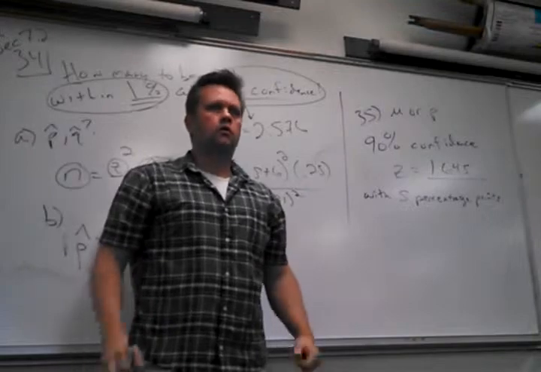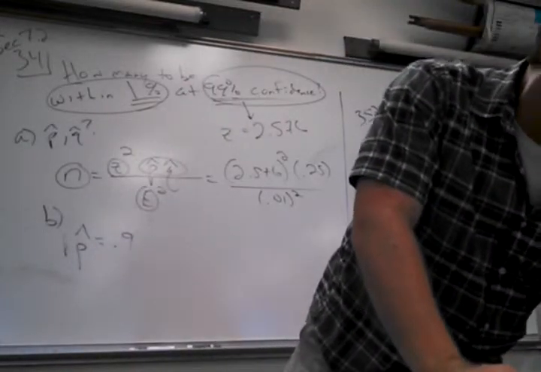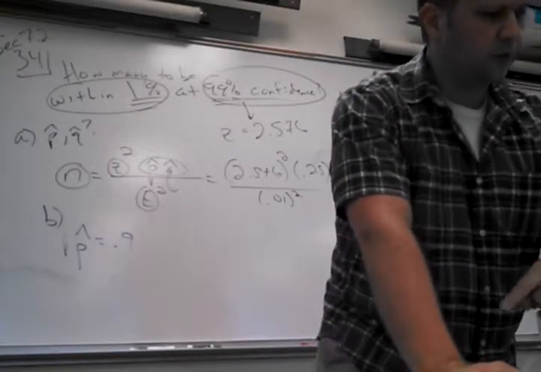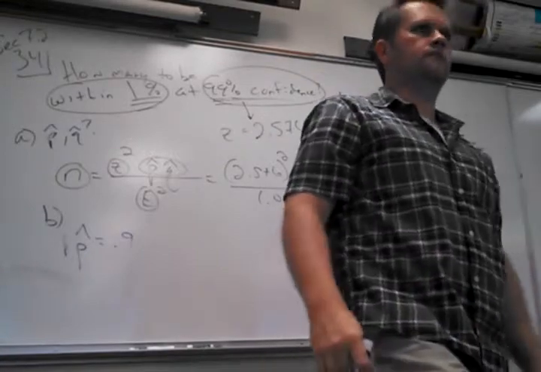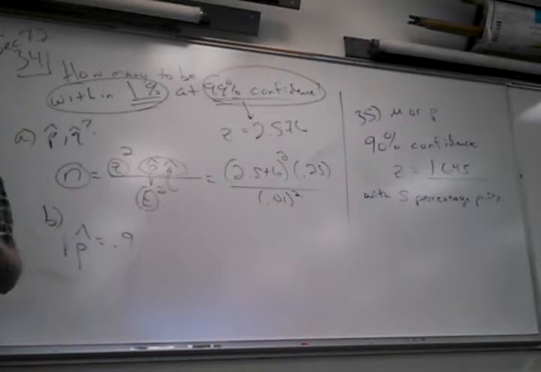Where did you get the 5 percentage points? In the problem, it says, how many adults must you survey to be 90% confident that your estimate is within 5 percentage points of the true population percentage? So that was the problem. All right. You didn't know what your E was.